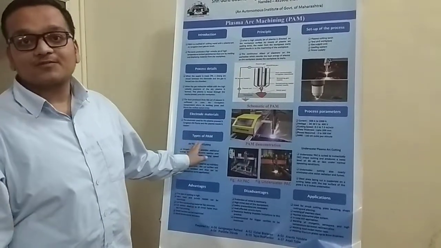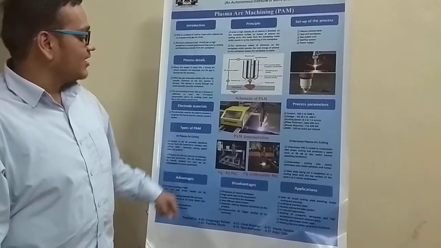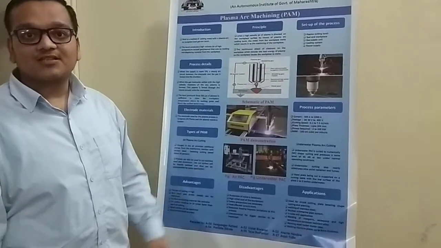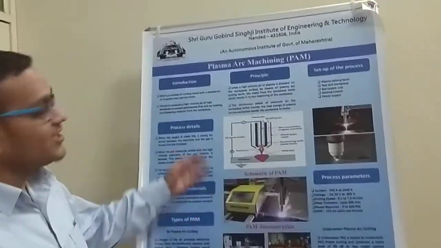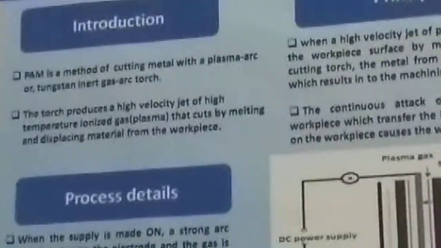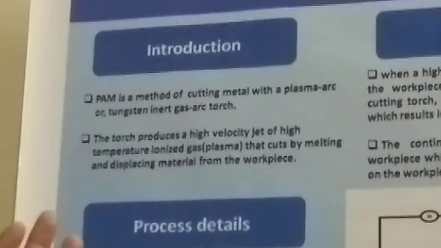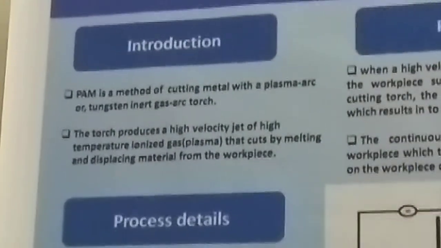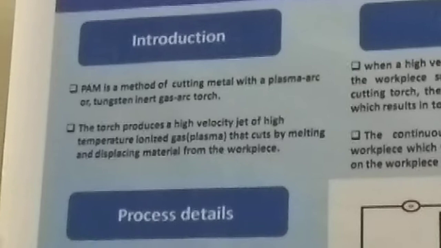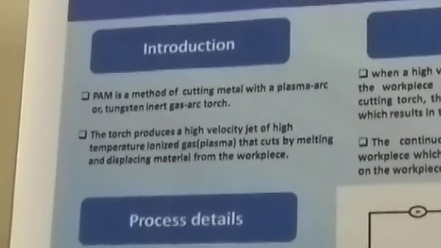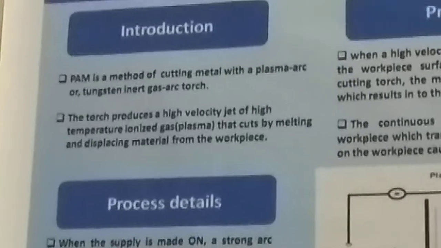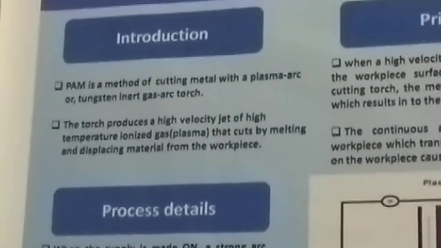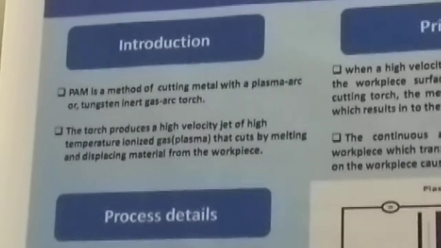Here are the two types of plasma arc machining, and then the advantages, disadvantages and applications of plasma arc machining. So we start from the introduction. In the introduction, plasma arc machining is the method of cutting metal with a plasma arc or tungsten inert gas arc torch. The torch produces a high velocity jet of high temperature ionized gas that cuts by melting and displacing material from the workpiece.